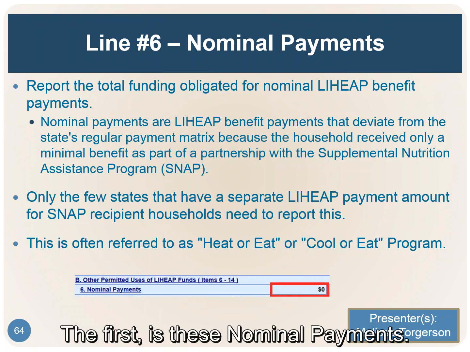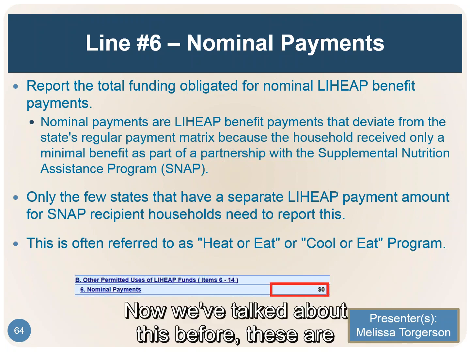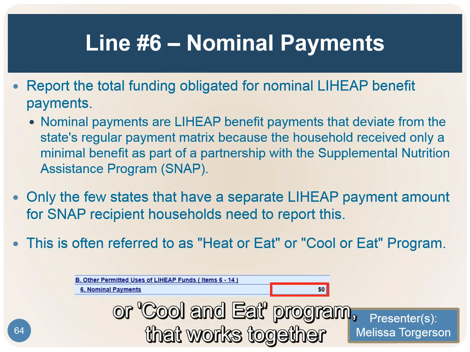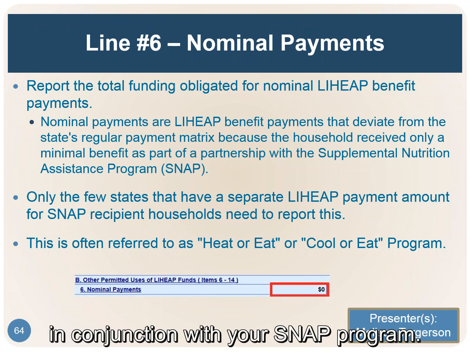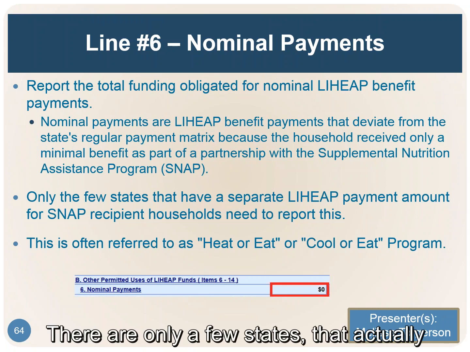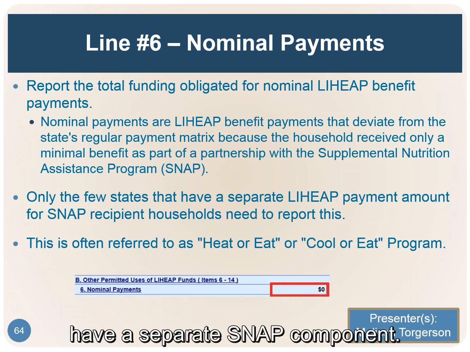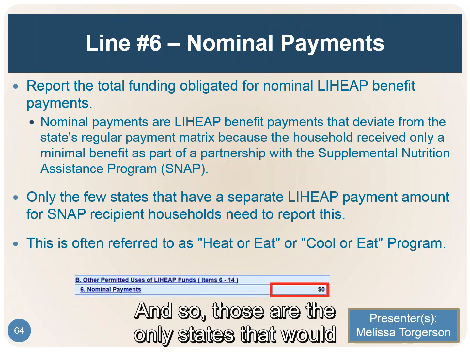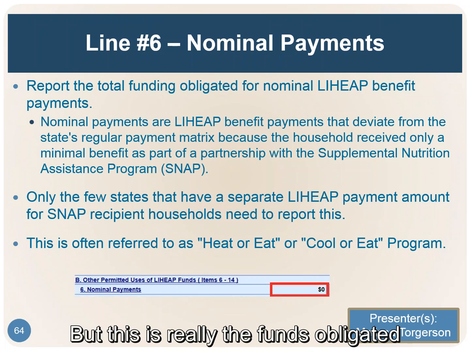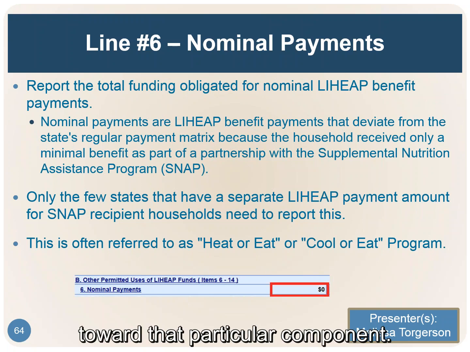The first is these nominal payments. Now, we've talked about this before. These are for those states who are doing a heat neat or cool neat program that works together in conjunction with your SNAP program. There are only a few states that actually have a separate SNAP component, and so those are the only states that would really need to worry about this, but this is really the funds obligated toward that particular component.